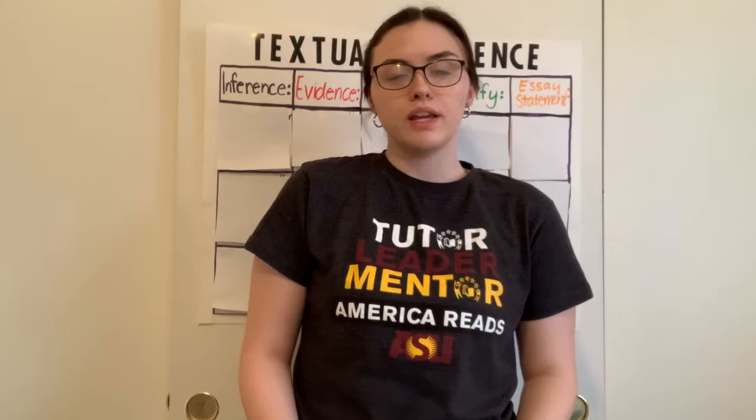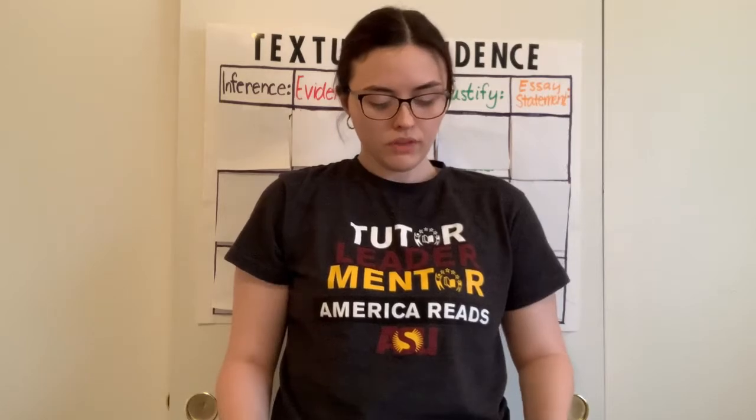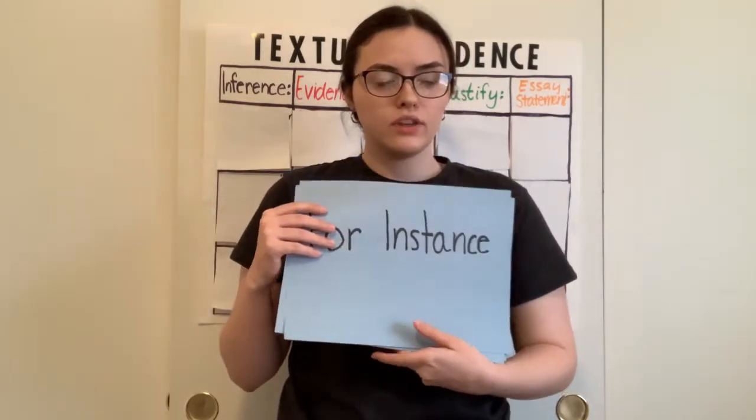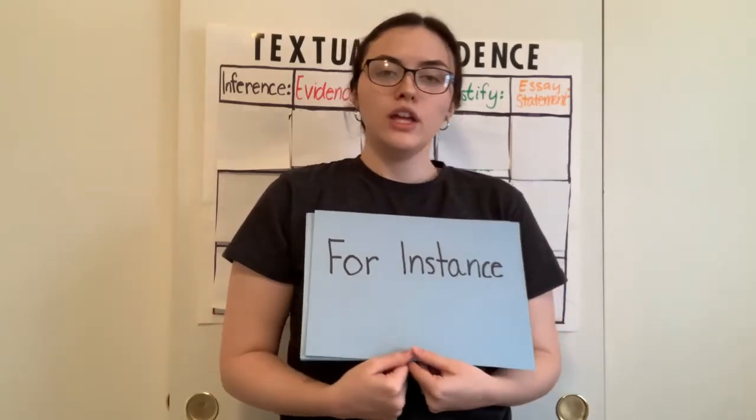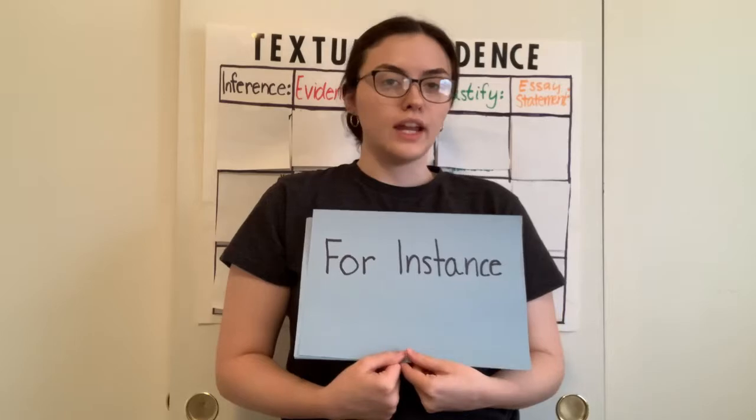The first thing we are going to do is look at some evidence-based words and phrases. These words will be useful in your writing when citing textual evidence as they allow your writing to flow more smoothly and they allow the reader to know that you are referencing the text. Please copy down these words in your notes as they will be useful later on. The first phrase we have is for instance. You can use for instance when you cite textual evidence in your writing. You can say, for instance, the author stated.